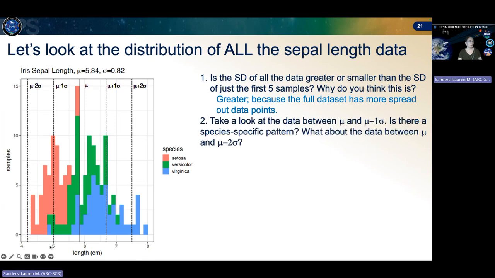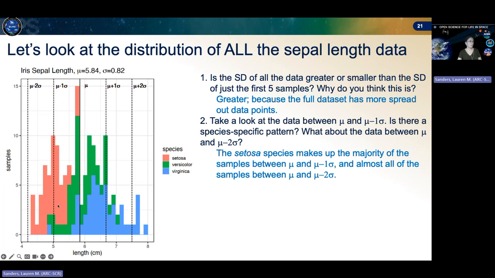So let's take a look at the data between the mean and the mean minus 1 standard deviation. Do we see a species-specific pattern here? What about the data between the mean and the mean minus 2 standard deviations? Well, as we can see, looking at the pink pattern here, as we saw before, the Setosa species makes up the majority of the samples between the mean and the mean minus 1 standard deviation, and almost all of the samples between the mean and mean minus 2 standard deviations.